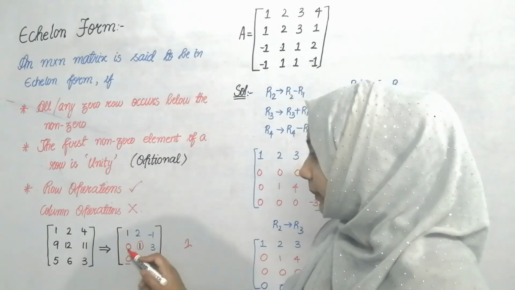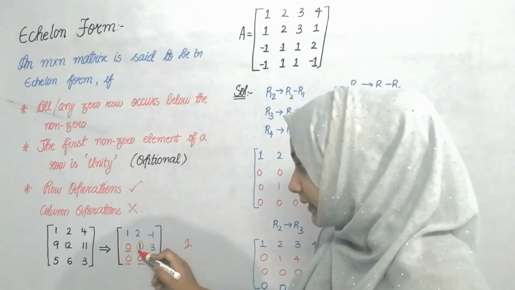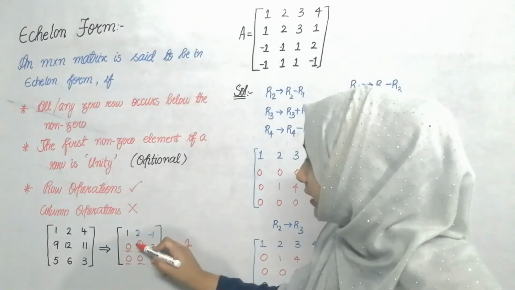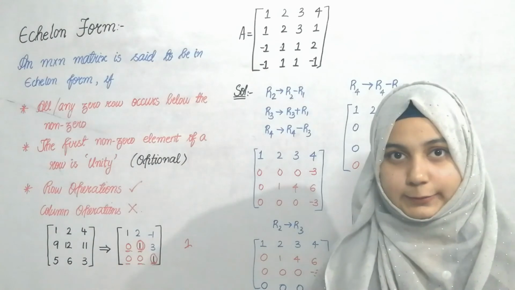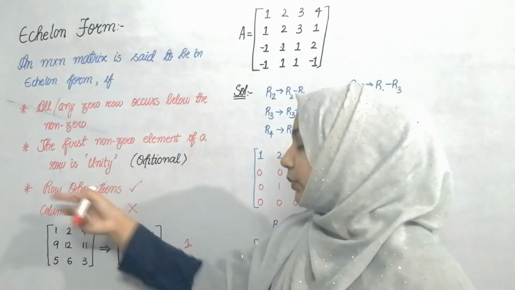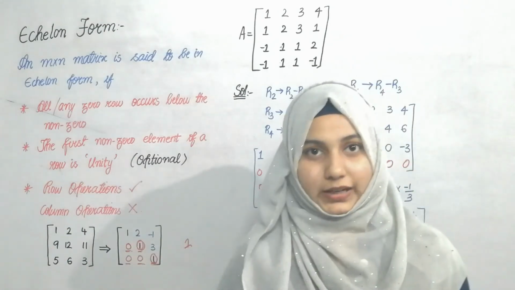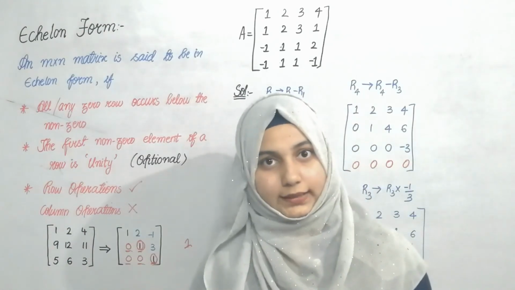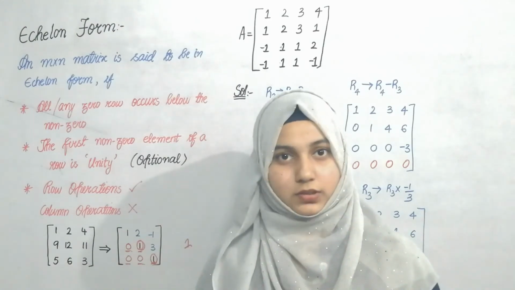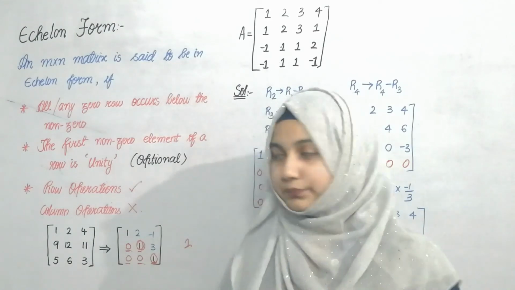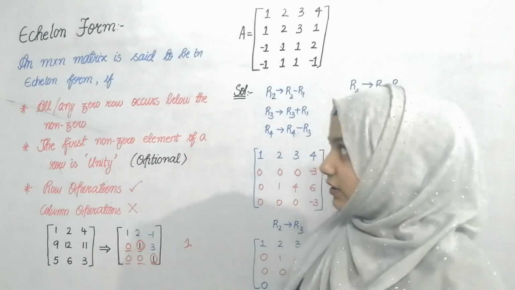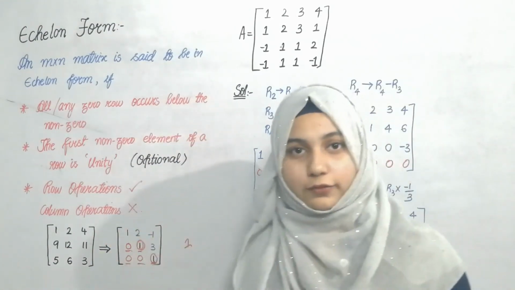For example, we'll take this. The first non-zero element. Is this non-zero? No. Is this non-zero? Yes. It is 1. That means it is not 0. So the first non-zero element is unity. Getting it? So next one. And yes, in echelon form we are only going to perform row operations. We saw elementary row and column operations, right? From that, we are going to perform only the row operations. No column operations. So row operations, yes. Column operations, no. So we also call this echelon form the row echelon form.